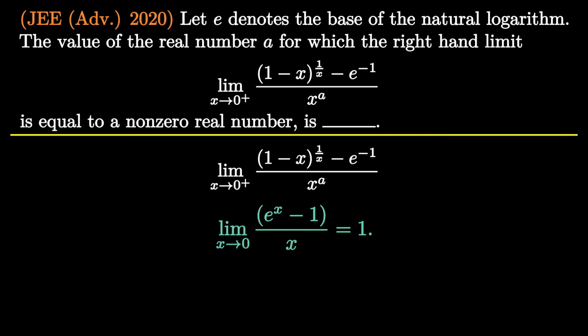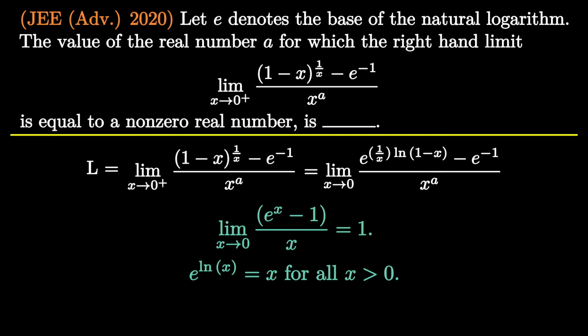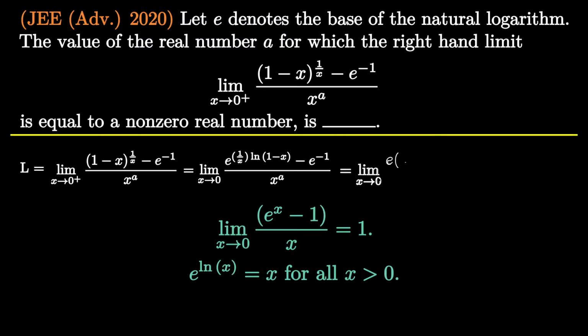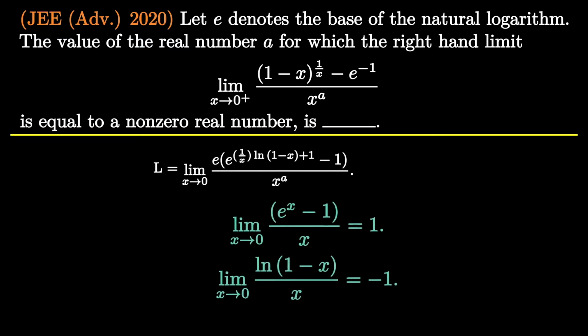Recall that ln x is defined as the inverse of e to the power x. It means we have e to the power ln x is equal to x for all positive x. Let the required limit be L and we can rewrite it using e to the power (1 by x) into ln(1 minus x), minus e inverse, upon x to the power a, which can be further simplified. We have another standard limit: as x tends to 0, ln(1 minus x) upon x is equal to minus 1. Again, this is nothing but the paraphrase of the fact that the derivative of ln(1 minus x) at x equal to 0 is minus 1.